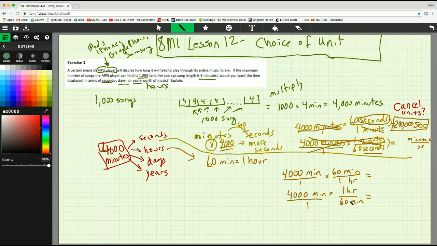So for those of you who decided that we can cancel on this bottom one, you are correct, because the minutes are on the top and the minutes are on the bottom, so we can cancel that out, and all we're left with is hours. And that's what we want. We're asking how many hours there are in 4,000 minutes. So this first one will not work. And so our answer, if we take 4,000 and divide it by 60, and I'm going to round this, we get about 67 hours.